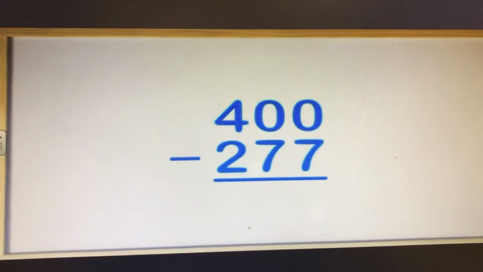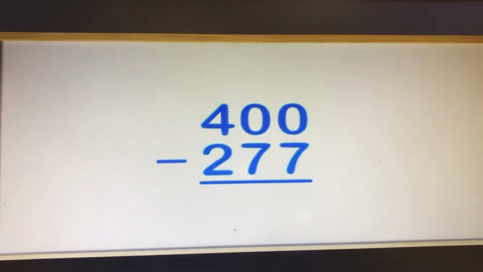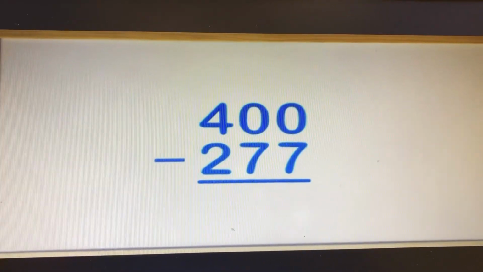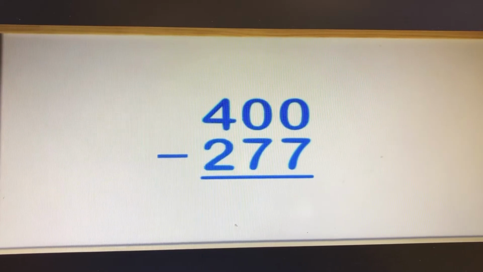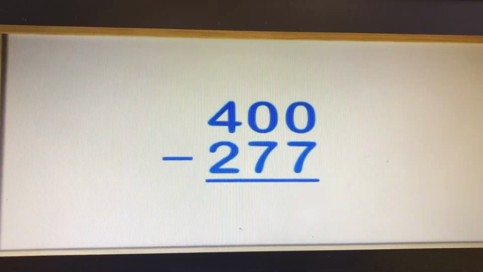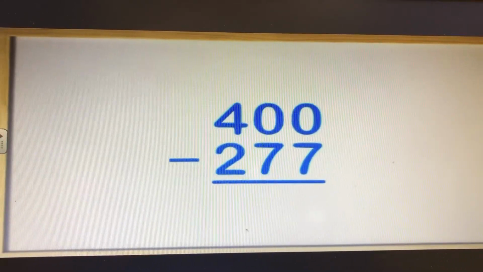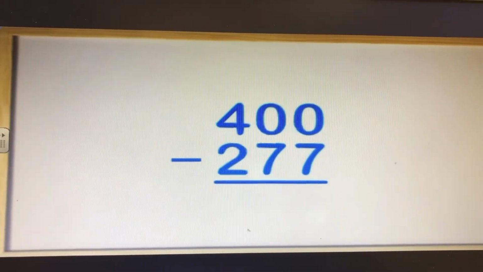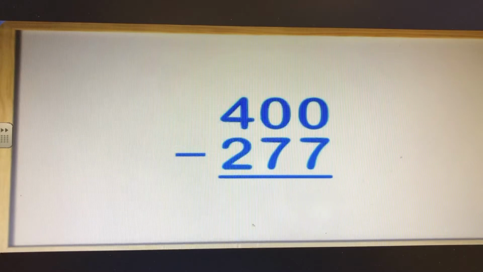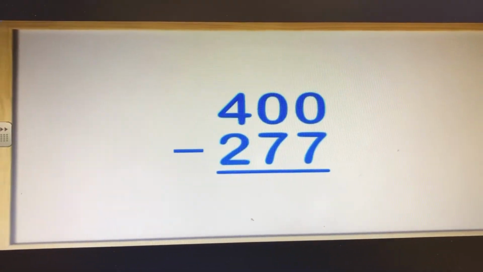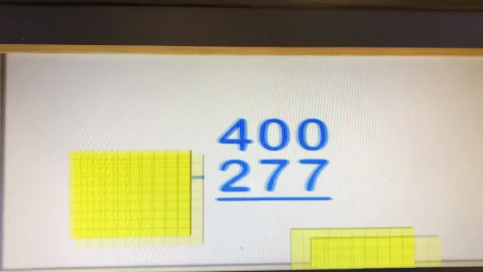I am having trouble with subtracting when there are zeros in the top number. Here we have the number 400 subtract 277. I know how to regroup, and at first this looks scary, but once you understand how it works, it is a lot easier. Before we begin, let's bring in my place value house and show you what 400 looks like.